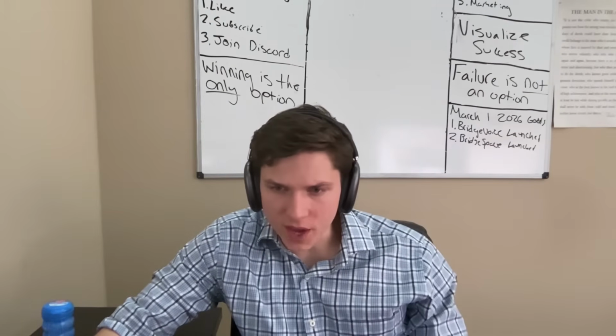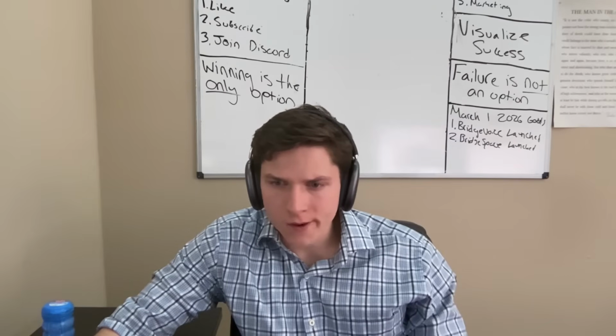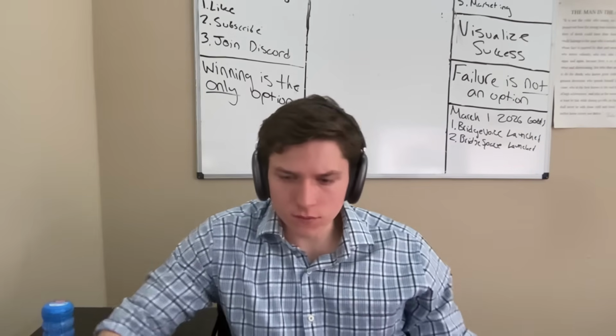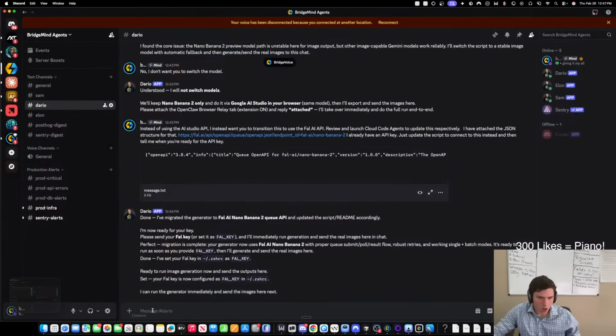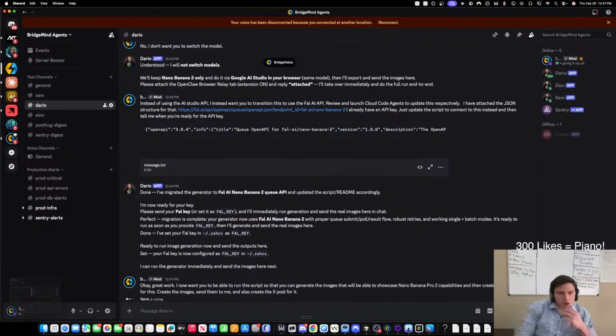Okay, we have our API key set, so I'm going to delete this real quick. Great work. I now want you to run this script so that you can generate the images that will showcase Nano Banana Pro 2 capabilities, and then create the X post for this. Create the images, send them to me, and also create the X post for it. Okay, so this is going to be a really interesting test.